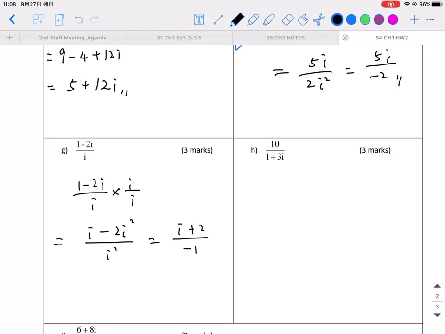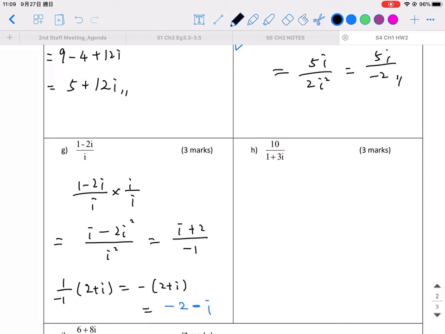And most of you will write down -i plus 2, so it's wrong. Mr. Wong will write it for you: it should be 1 over -1 times 2 plus i, so it becomes -2 plus i. The result should be, remember, -2 minus i.